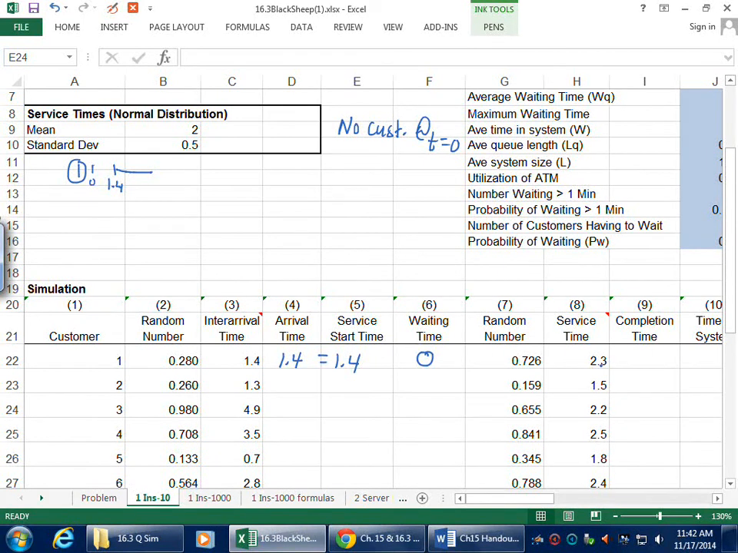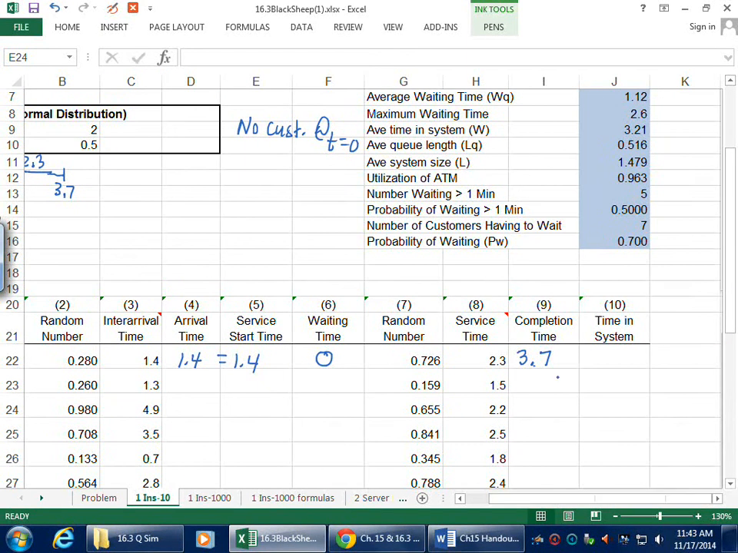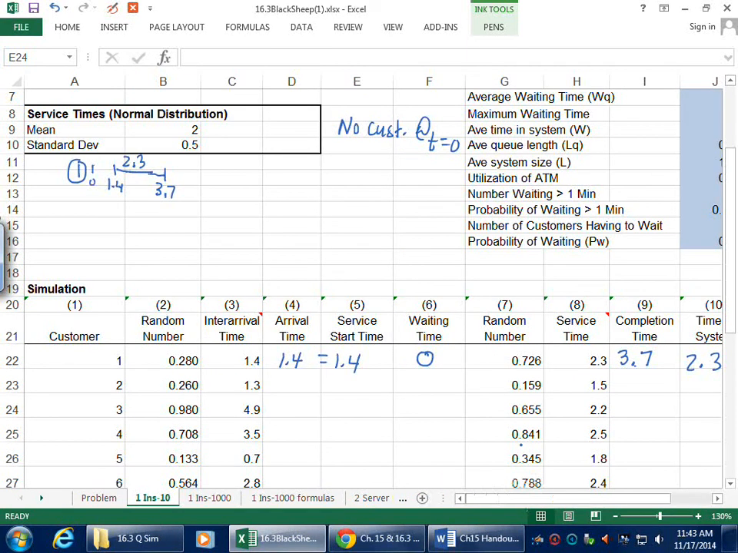And then it says service takes 2.3 minutes. So you start at 1.4 and then add 2.3, so that gives us 3.7. Now this scarf could leave at time 3.7, so completion time is 3.7. And what is the time in the system? Well, it's the same as the service time, 2.3, because it didn't have to wait. So time in the system is just 2.3.